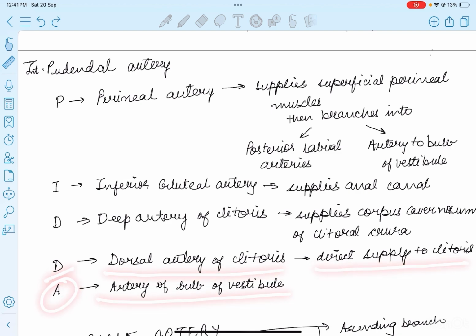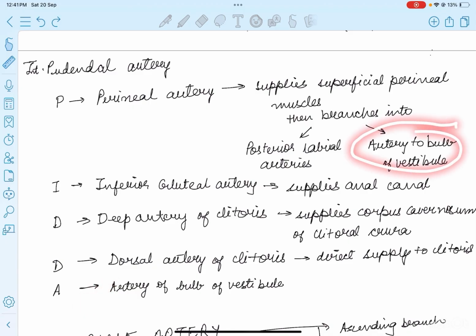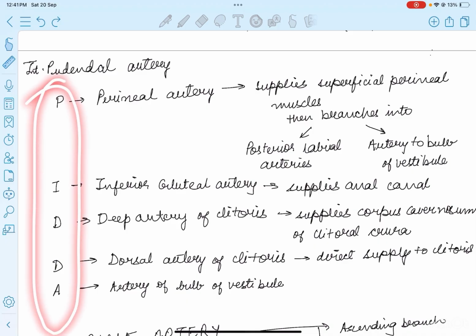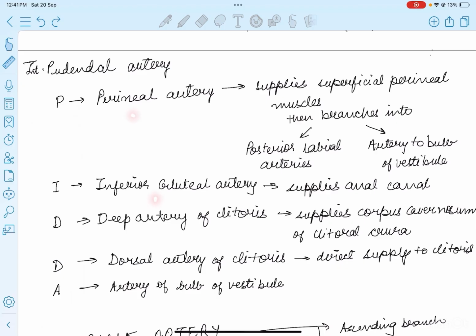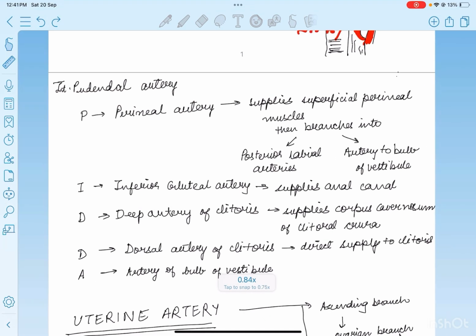So artery of bulb of vestibule can be a direct branch from internal pudendal, or it can be a branch from perineal artery itself. So internal pudendal artery you can learn by the code PIDDA. Perineal artery, inferior gluteal artery, deep artery of clitoris, dorsal artery of clitoris, and artery of bulb of vestibule. Even if you don't remember all this, you must remember that internal pudendal artery is the artery which supplies all the pelvic structures mainly.